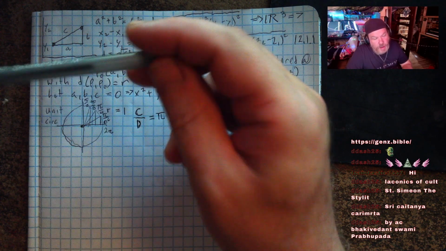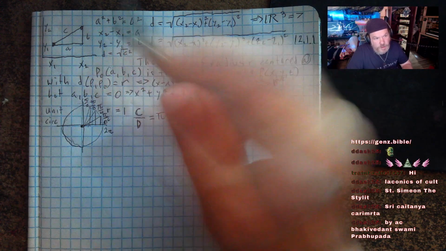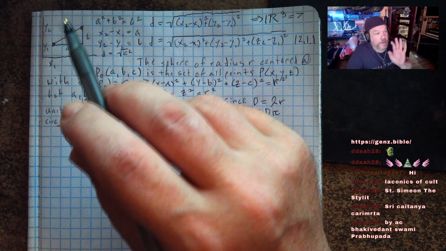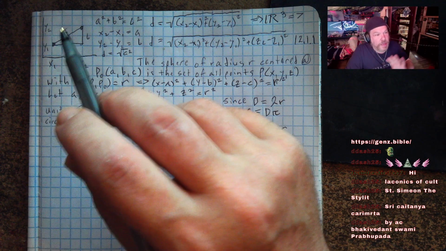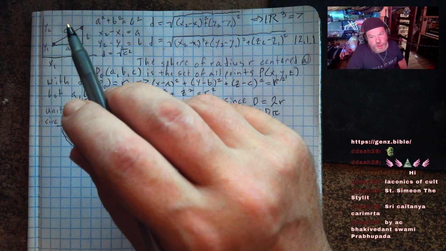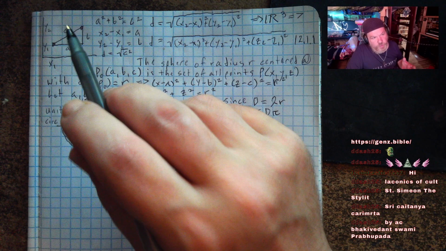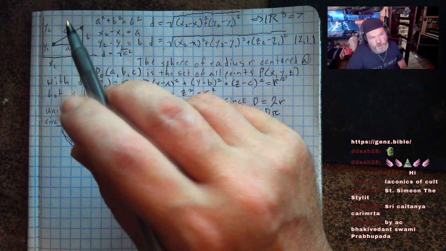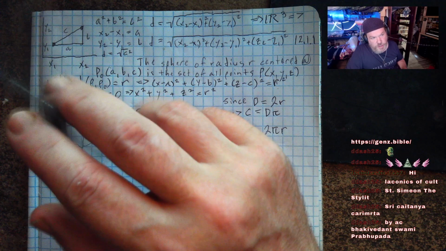And now, what I'd like to say, people are like, this guy is ADHD. Yeah, I am. But I know where I am and why I went there, and now I'm coming back to this formula for a sphere, right? So we derived this formula for a sphere in three-dimensional space, right?